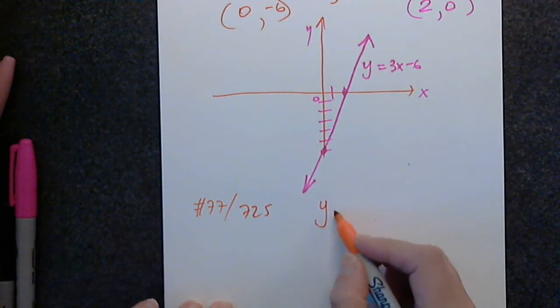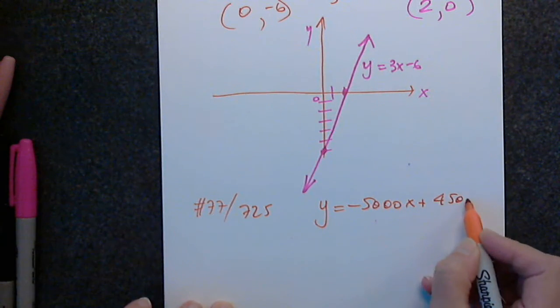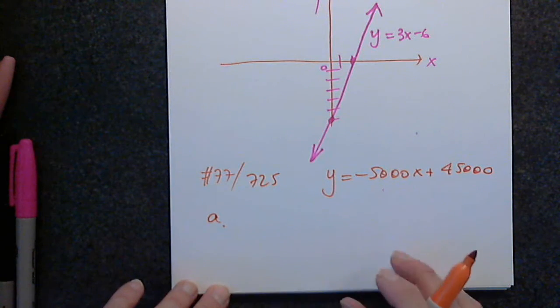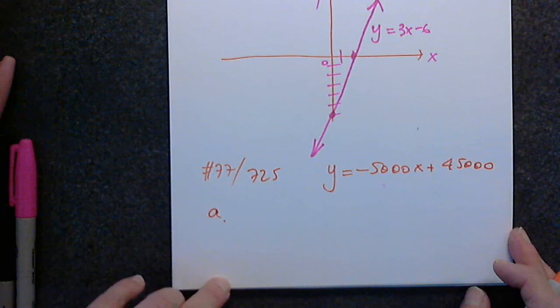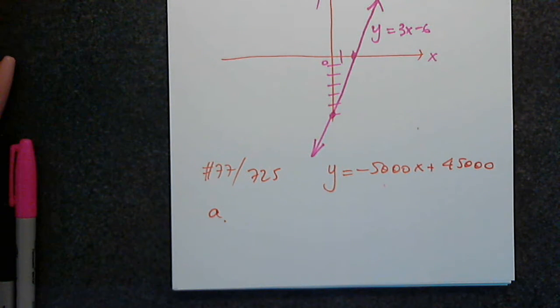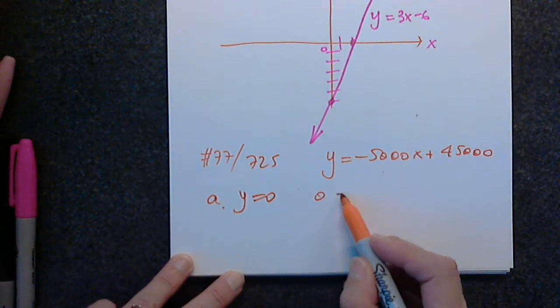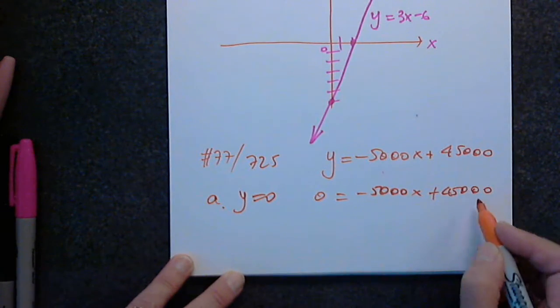Okay. So we have y equals -5,000x plus 45,000. And first question, part A, find the x-intercept. Again, you already told me. X-intercept means altitude 0, which means y equals 0. So 0 equals -5,000x plus 45,000.